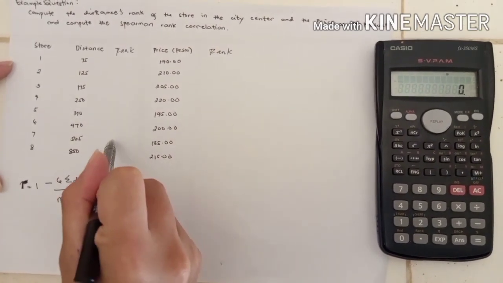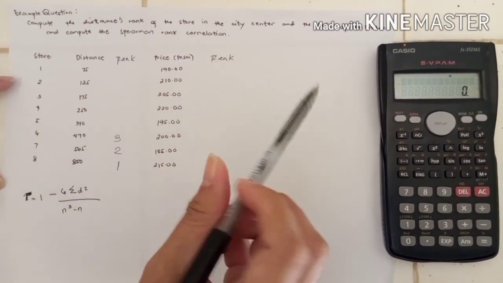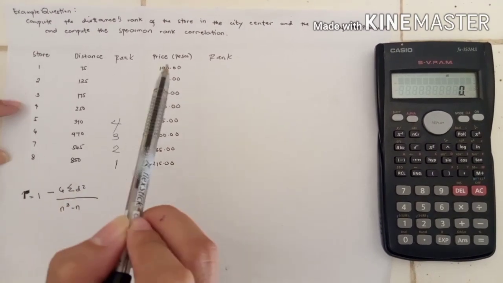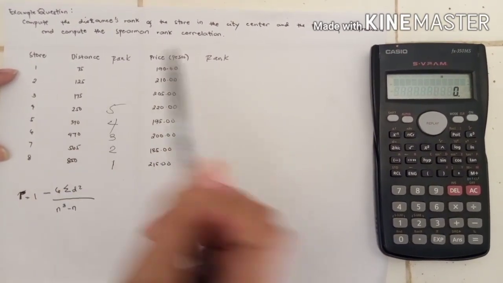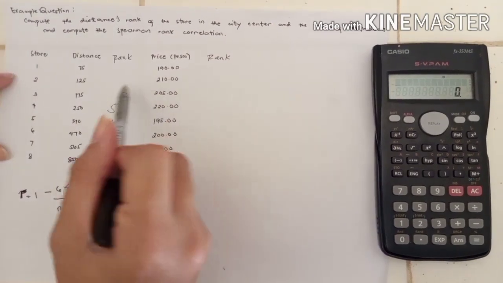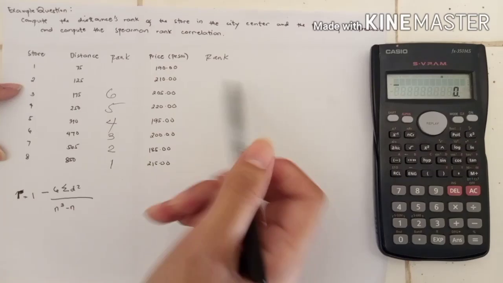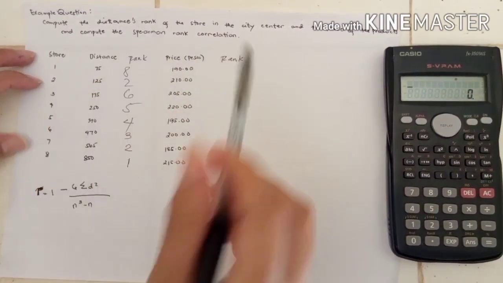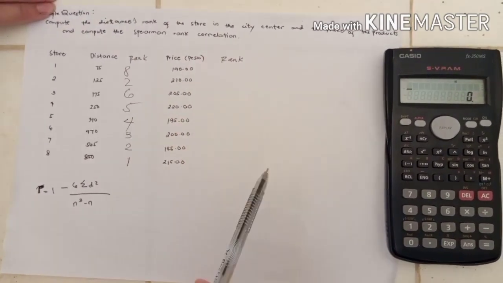Rank 2 is store 7. Rank 3 is store 6. Rank 4 is store 5. Rank 5 is store 4. Rank 6 is store 3. Rank 7 is store 2. And the last is store 1. So we have the rank in the distance, and now we have the rank in the price.